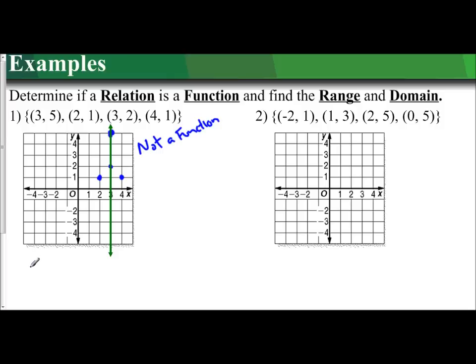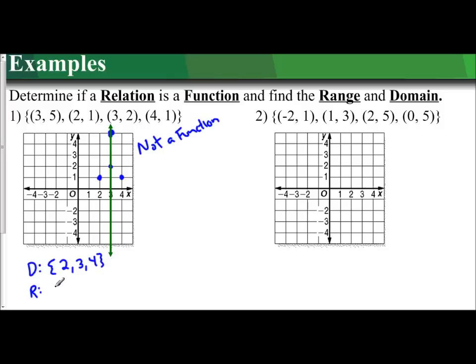But we can still state our domain and we can still state our range. Our domain represents the x values. So in stating the domain, we're going to put them in braces. And then you look at the x values. We have a 3, we have a 2, we have a 3, we have a 4. When you state the domain, you put it in numerical order. So 2, 3, 4.